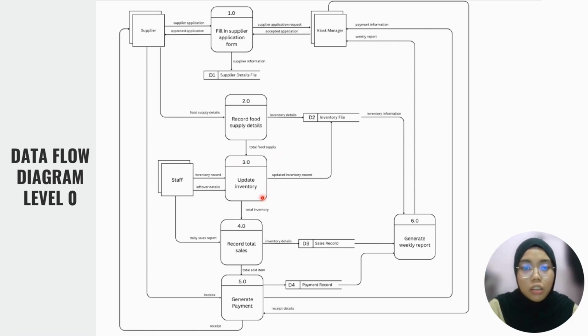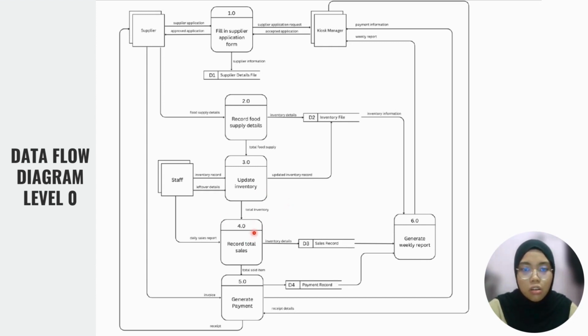Another 2 inputs that it will receive is from the staff, which is inventory record and leftover details. The output that will be produced from this process is updated inventory record for the second data store, inventory file, and second output is for the fourth process, which is total inventory.